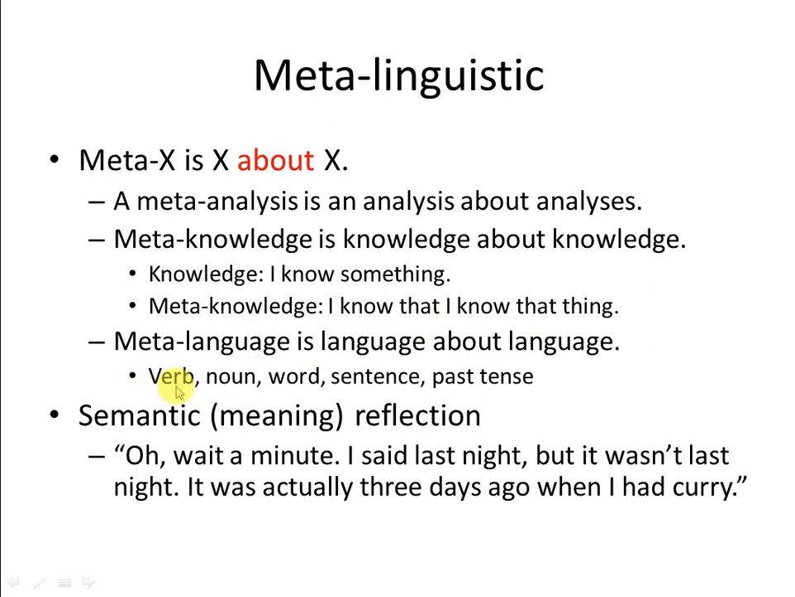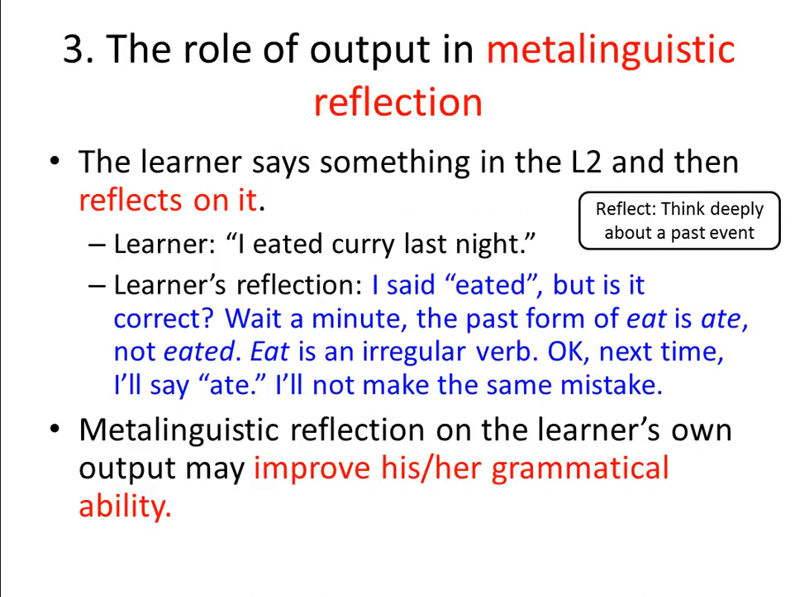So examples would include these: verb, noun, word, sentence, past tense. These are language to describe language. So these are examples of metalanguage. And this is an example of metalinguistic reflection. Okay. So here we are reflecting on language, using language.